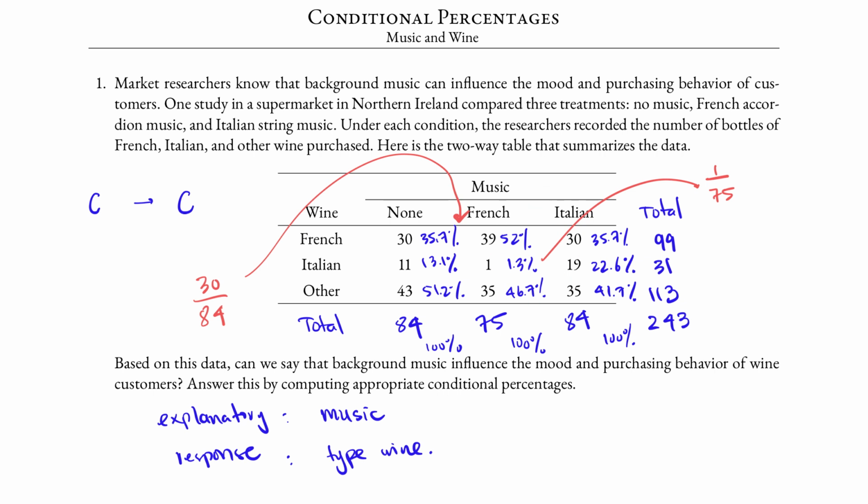In this particular example, we compute the conditional percentages by computing the column percentages because, again, the values of the explanatory variable are listed in the headers of each column. If the values of the explanatory variable are the headers of the rows, then we would have computed the row percentages, where we take the number in each cell divided by the total in the row.